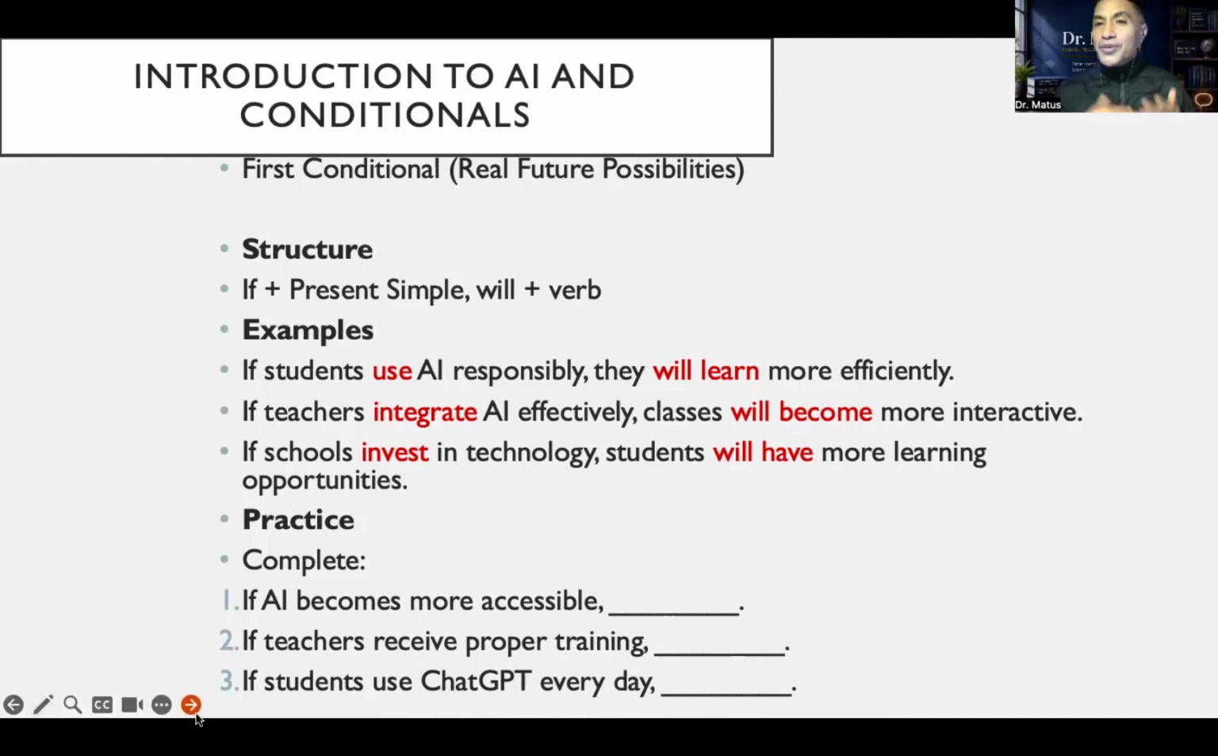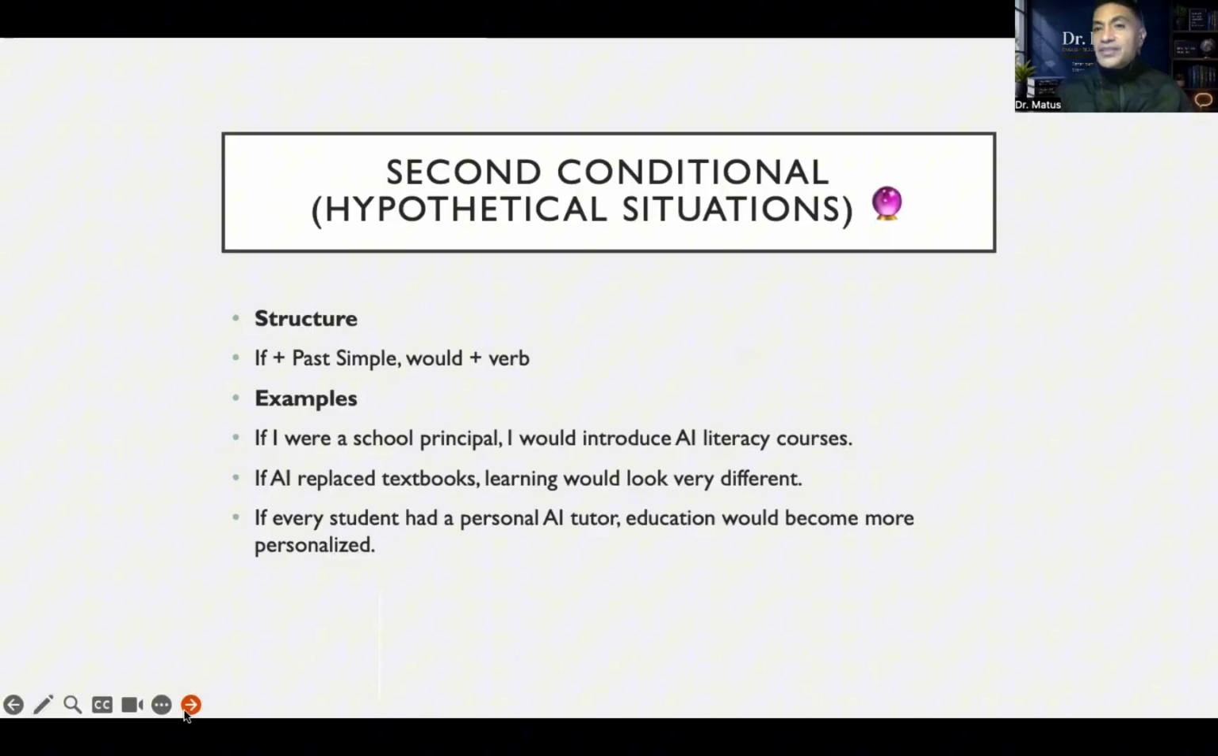all right. So you can share your views also in the chat box below this video, and I will be glad to read your comments and your views regarding these ideas. For example, if artificial intelligence becomes more accessible, people will have more access to information, knowledge and data. If teachers receive proper training, they will be able to make the right decisions when it comes to integrating technology in the classroom. If the students use ChatGPT every day, for example, their competences will decrease, their literacy competences will decrease, okay? These are just some examples.